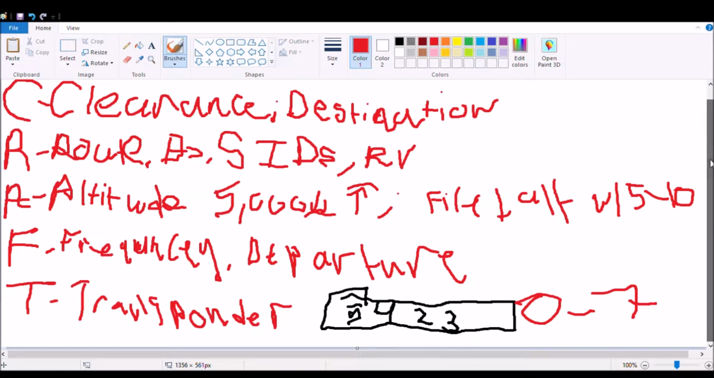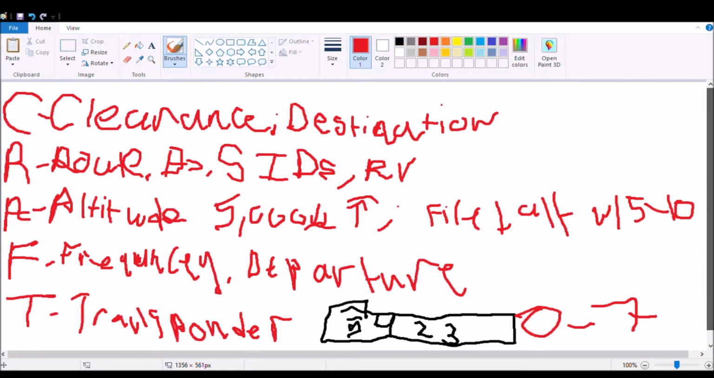So, hope this gives you definitions of what each thing stands for. If you give clearance in this order every time, the pilot should have no problem copying everything back.